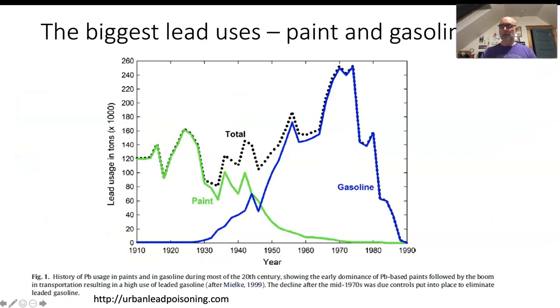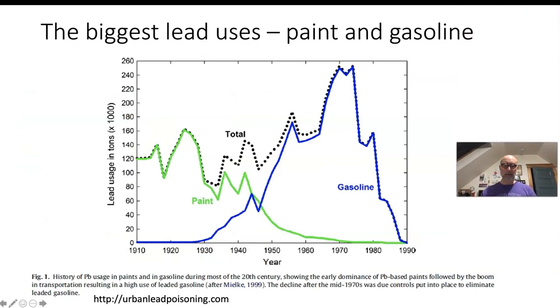So I just want to start with this graph, which is one of my favorites when I teach about lead. And it's a graph that actually a friend of mine who works in lead put together. And it's the usage of lead on the vertical axis, and that's in tons times 1,000. Think how much lead that is, tons times 1,000. So here in 1910, 120,000 tons of lead was used.